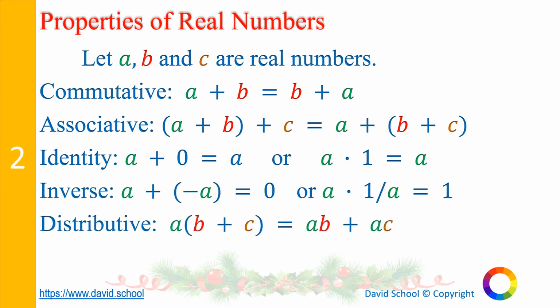And finally, we have the distributive property. This is a very important property. A times (B plus C) is equal to AB plus AC. We're going to use the distributive property in many equations. Generally, we make a mistake of not multiplying C, the second term, by A. We have to be careful not to make this mistake.